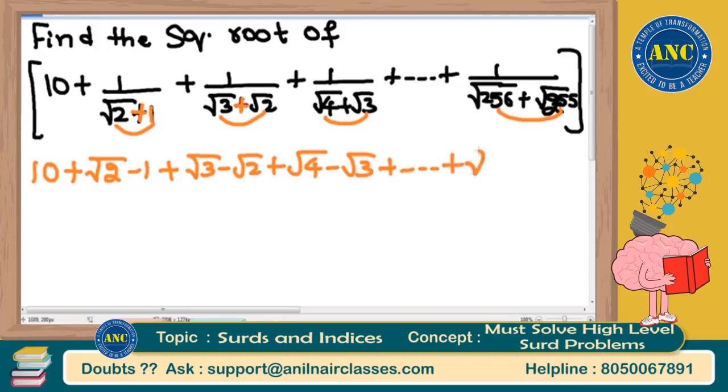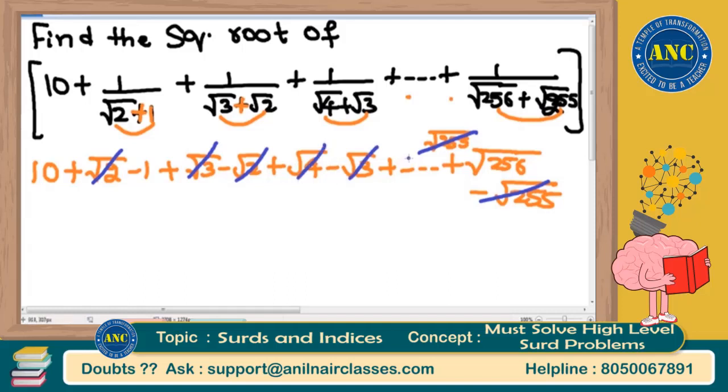The last term will be root 256 minus root 255, right? Before that term will be root 255 with root 255. What will be the before term, sir? Root 255 plus root 254 it will be. So it will be root 254 minus root 255, right? They all will cancel out. Every term will cancel out. Root 2 minus root 2, root 3 minus root 3, root 4 minus root 4.